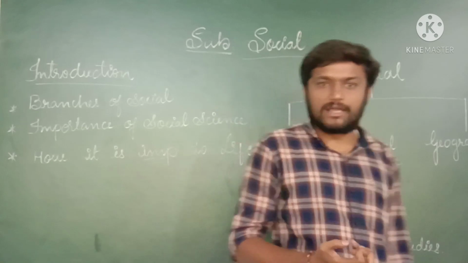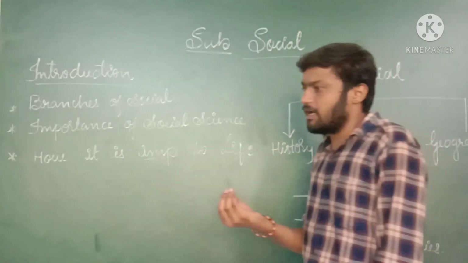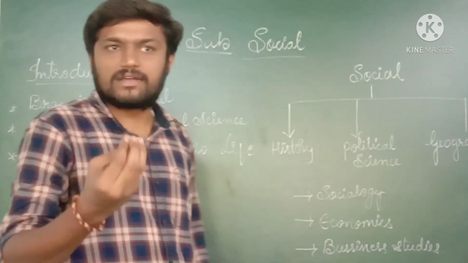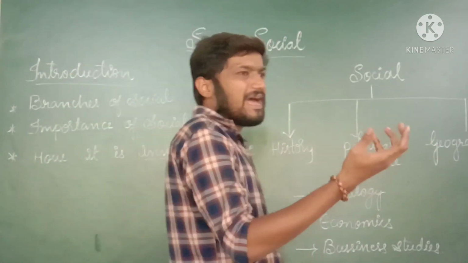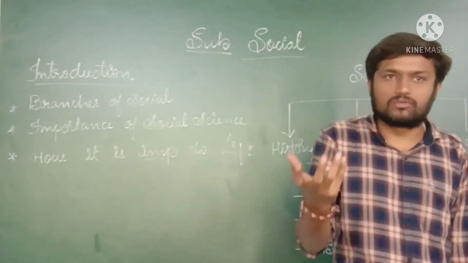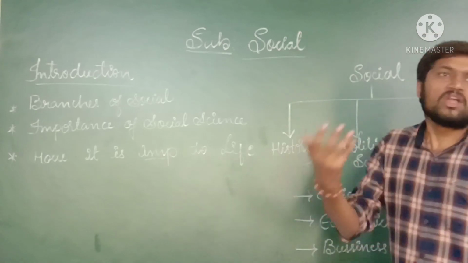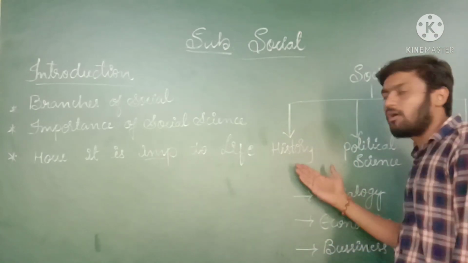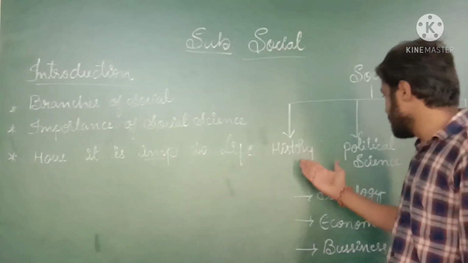What we have today: we have a food system, an administration system, a trade system, a social system. We are using many things today. All these things are a gift from our ancestors, a gift from our history itself. So it's our duty to know about history.